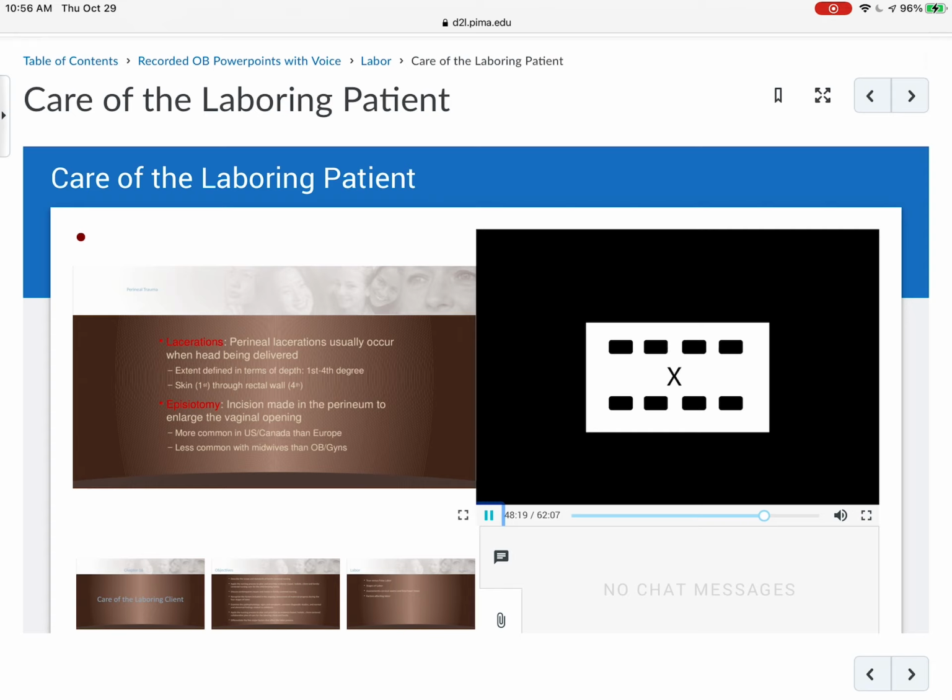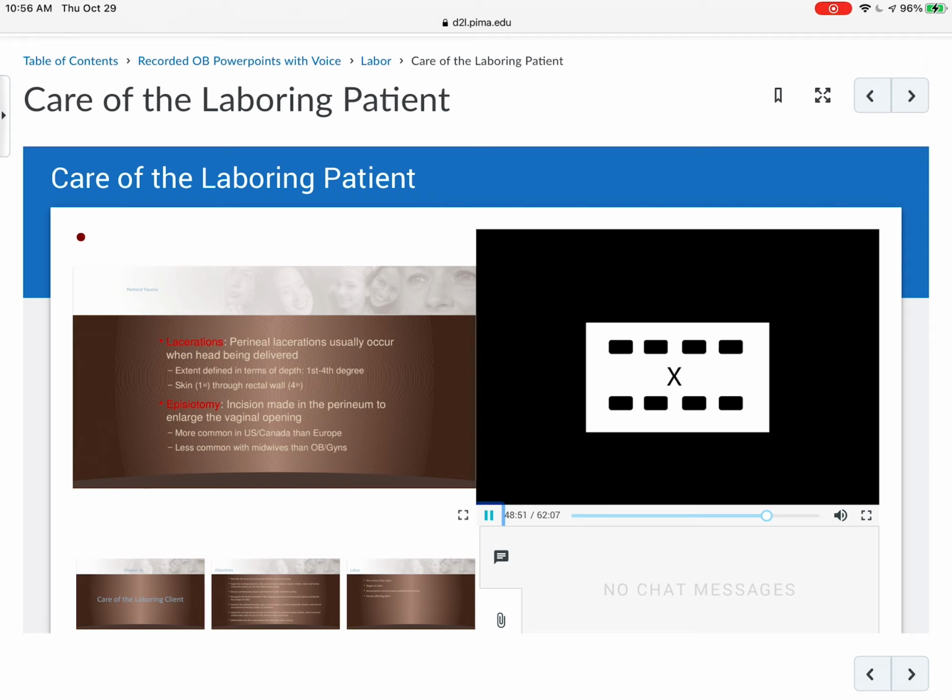Evidence-based practice today does not support that. They say that it would actually be better if a woman tore a little bit because she might tear less and it doesn't affect the healing process. So when I first started out, I saw doctors doing episiotomies where the incision was made into the perineum to enlarge the vaginal opening. It was more common in the US and Canada than Europe. And they say because more midwives delivered in Europe and they were less likely to use episiotomies. So it's less common with midwives than OBGYNs.